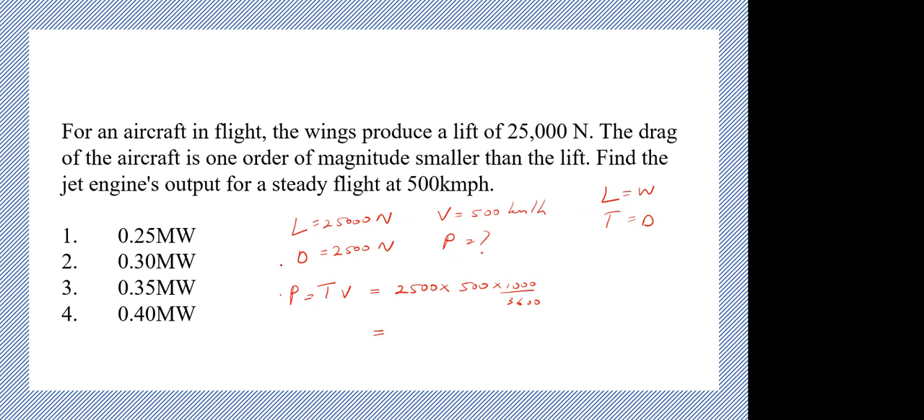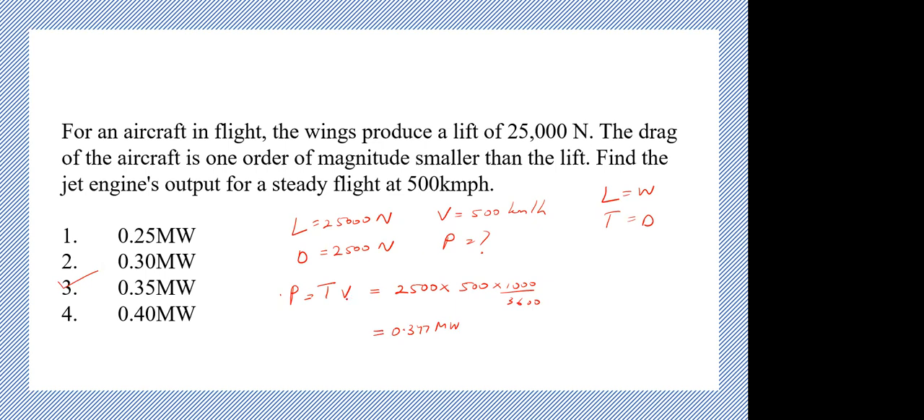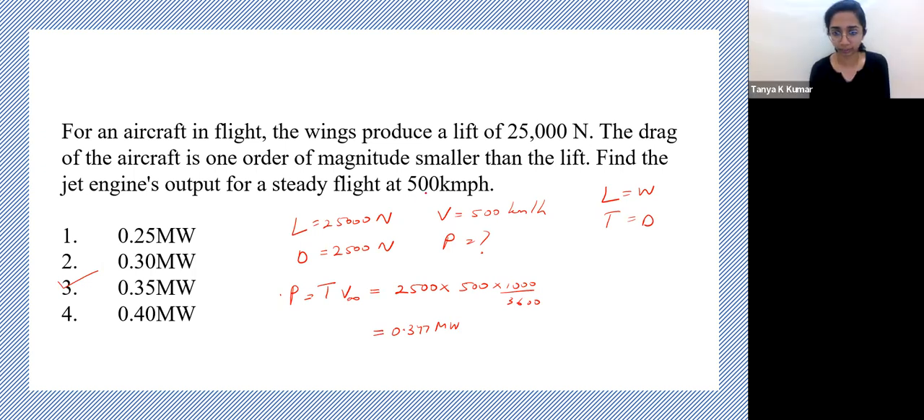0.347, around 0.37 megawatt. 347 megawatts. This is the correct answer. Okay. So is everybody else also following? It's just thrust into V infinity. Okay. So we saw two questions where the value was given in kilometer per hour. You need to keep this in mind that your value should always be meters per second. So you must always convert it to meters per second.